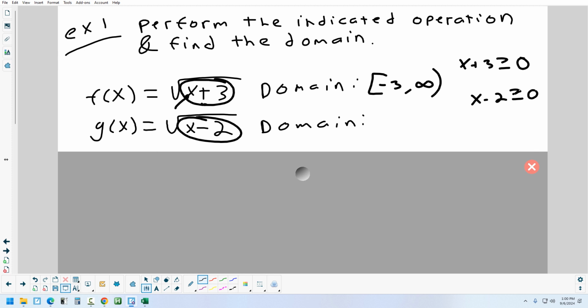We need x minus 2 to always be 0 or higher. Yep, 2. So what would your domain be? Your domain would be 2 comma infinity. Yep, 2 to infinity, including 2.